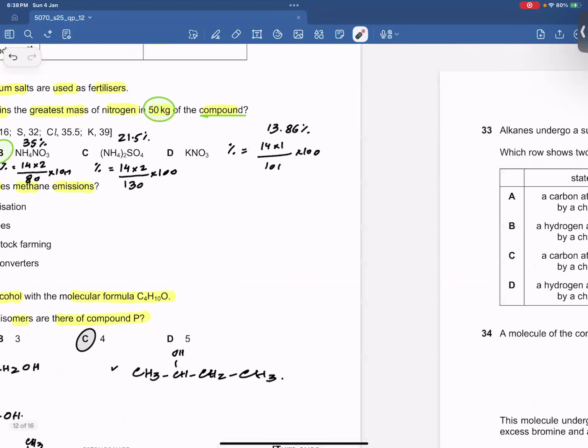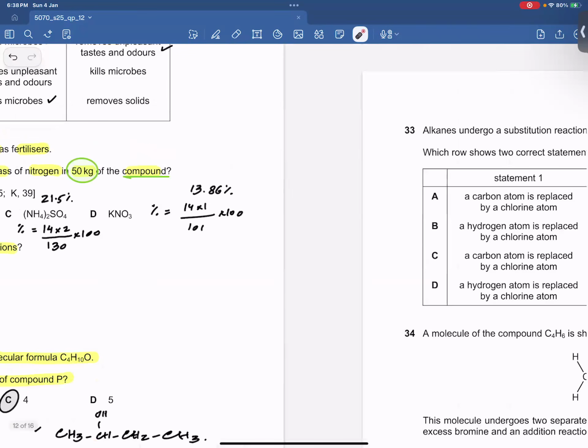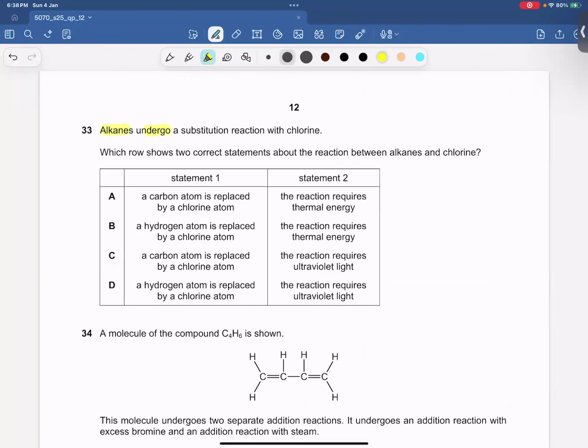Question number 3. Alkane undergoes substitution reaction with chlorine. Which row shows 2 correct statements about the reaction between alkane and chlorine? The reaction requires ultraviolet light. That's true, because sunlight is required for the reaction, not the thermal energy. That indicates options A and B are incorrect. So competition exists between C and D.